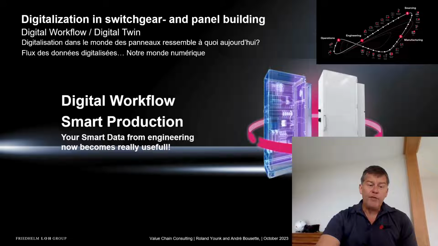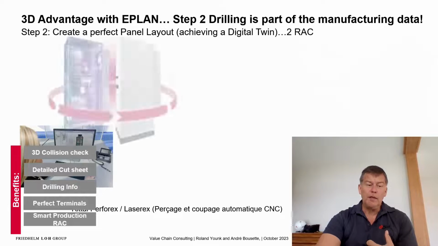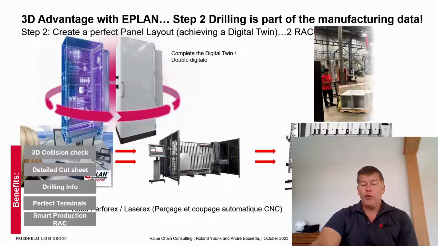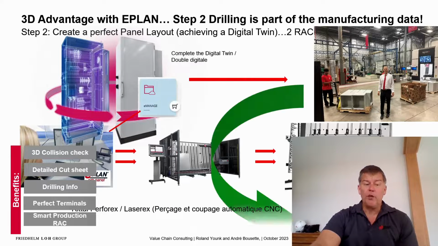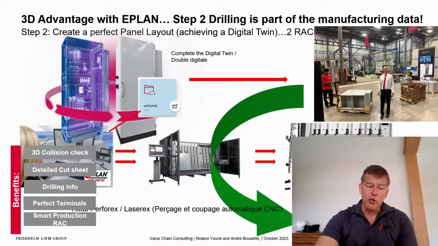Now, of course, the benefit of the digital twin, the fact that we do it in 3D, is on one side the 3D collision check, on the other side we have detailed cut sheets, we have drilling information. Drilling information, by the way, can be sent through our cloud e-manage tool, kind of a Dropbox if you want. We can send it to our colleagues at Rittal, at the application center, and they can pre-drill all the panels, backplates, doors, side of the panels before they actually ship it to you. So this is really cool.